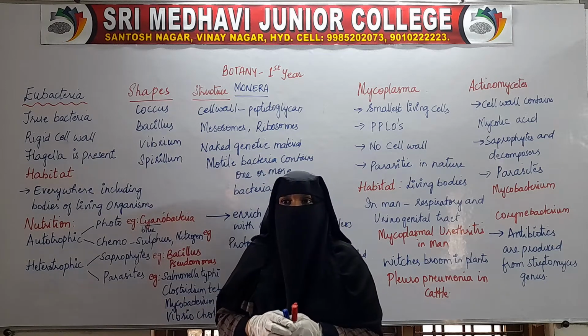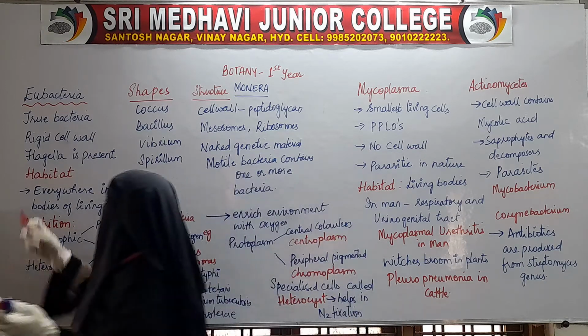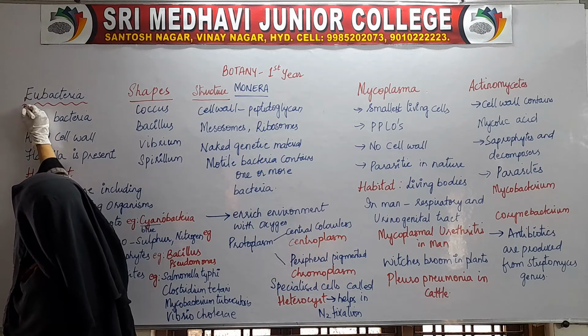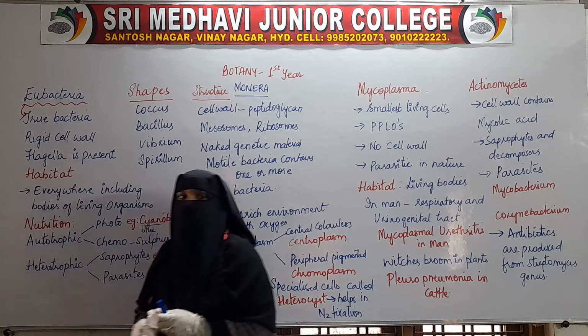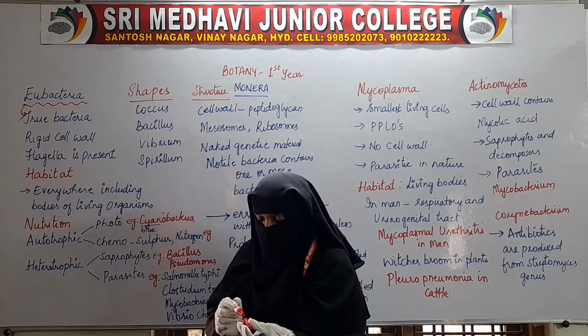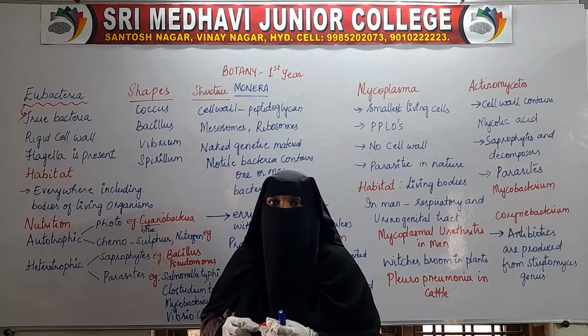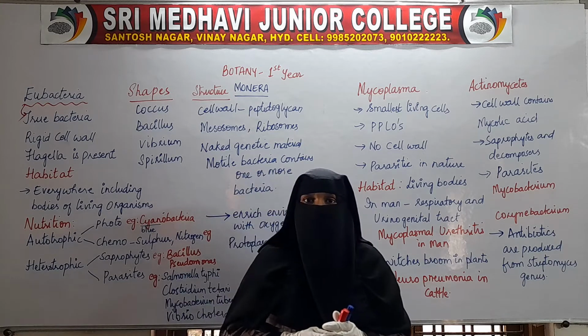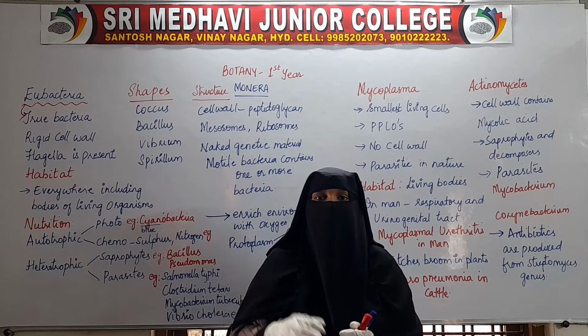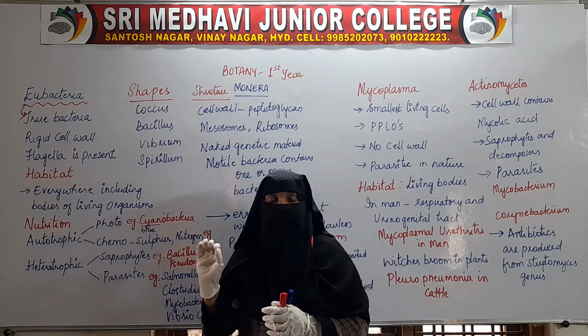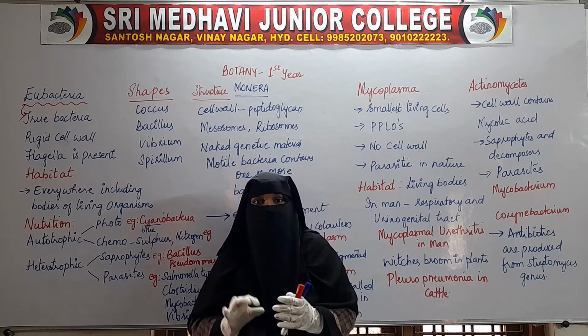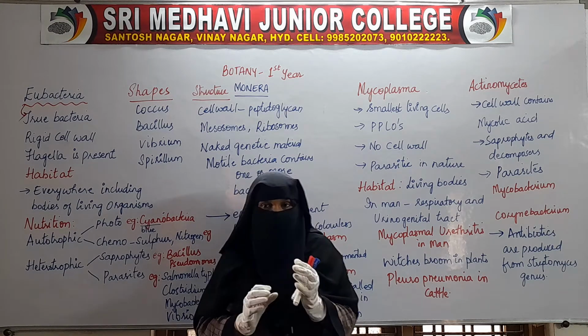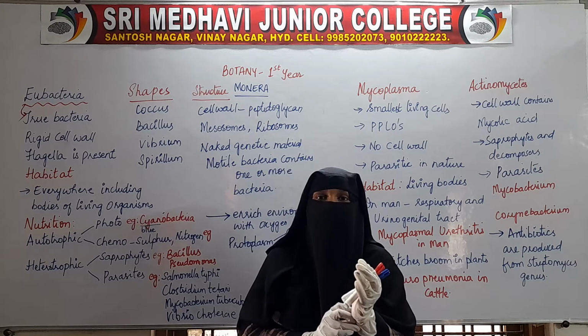In Eubacteria the word Eu means true. So these are called true bacteria. Why are they called true bacteria? Because these bacteria show the exact characteristics that are present in prokaryotic organisms.